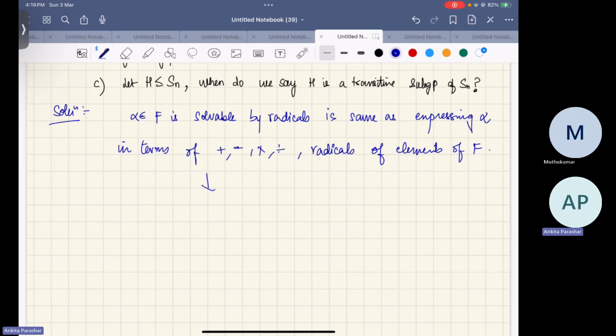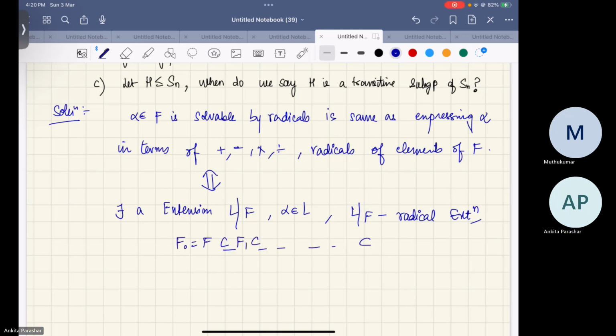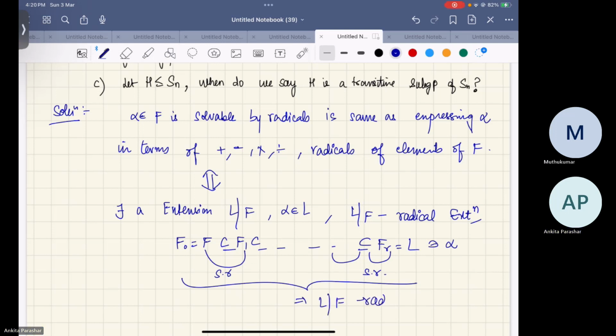And the other equivalent definition says that there should exist an extension L over F, alpha is in L, and L over F is a radical extension. And by definition of radical extension, that means we should have a tower. So F naught equal to F contained in F1 contained in R, which is L. Here it is alpha. And these should be simple radical. This all means that L over F is a radical extension.